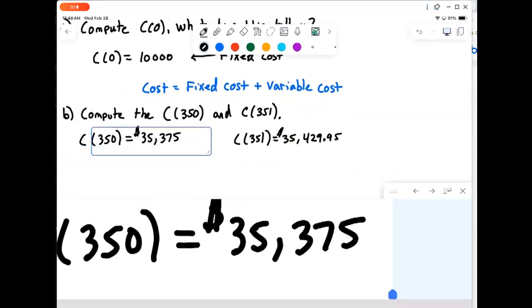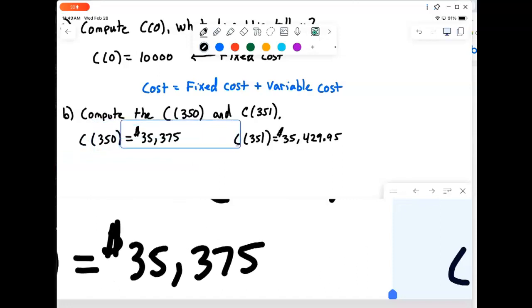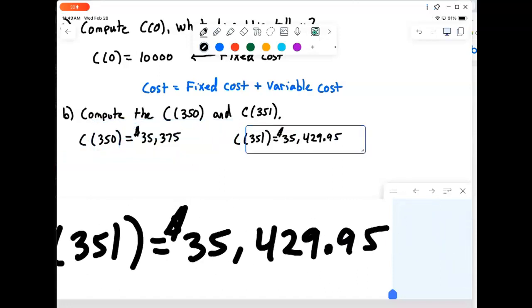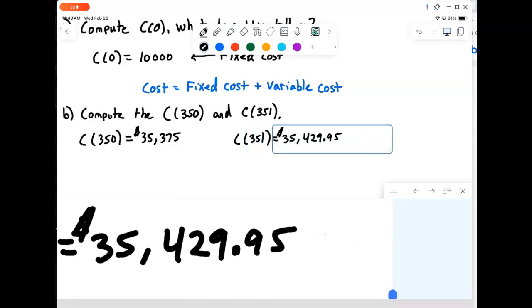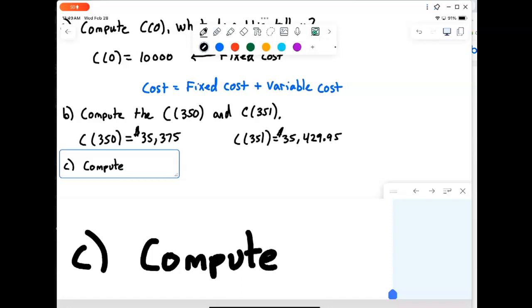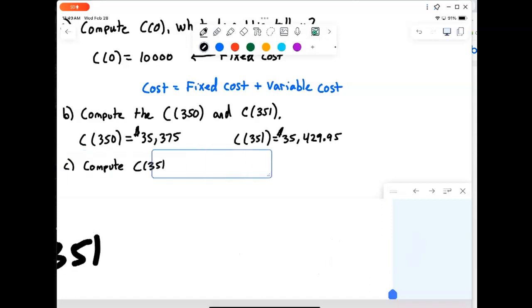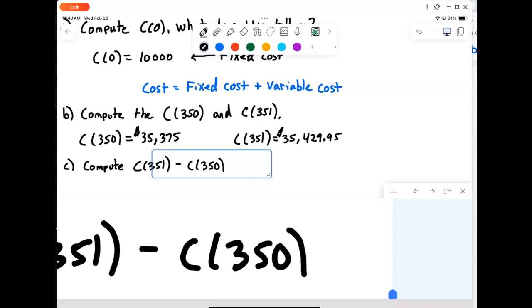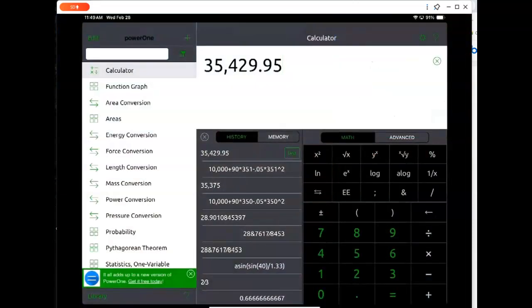So that means if we make 350 items, it costs 35,000 something dollars. And if we make 351, it costs $35,429.95. So then we come to what we really want to know, and that is, let's compute C of 351 minus C of 350. In other words, we want to subtract those two things. We want to subtract those two answers that we just got.